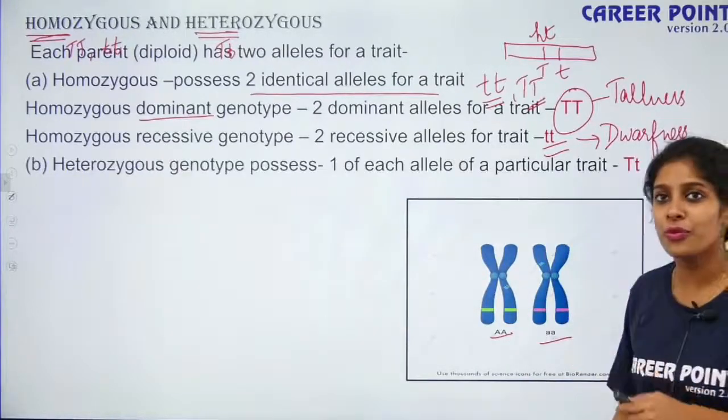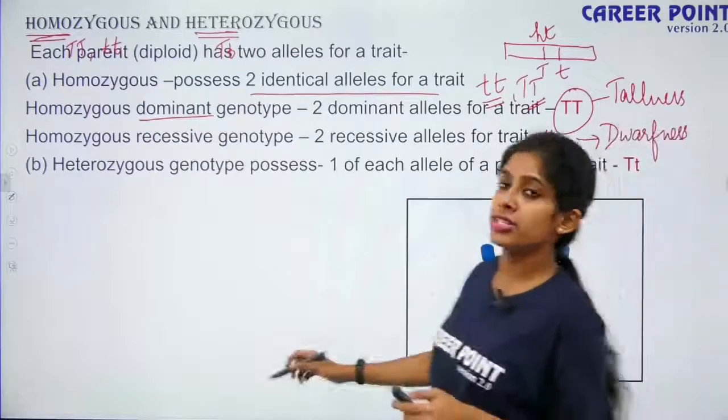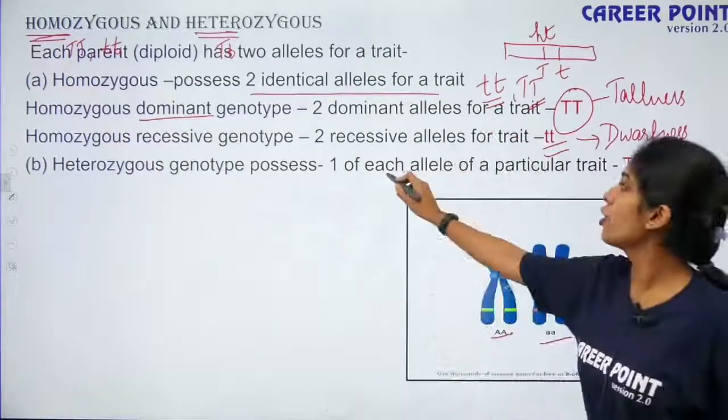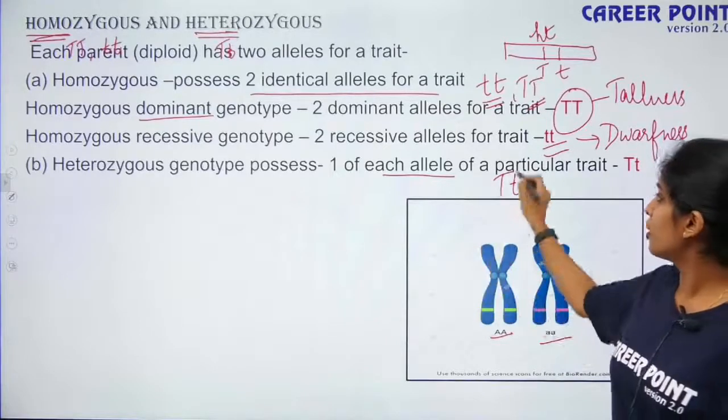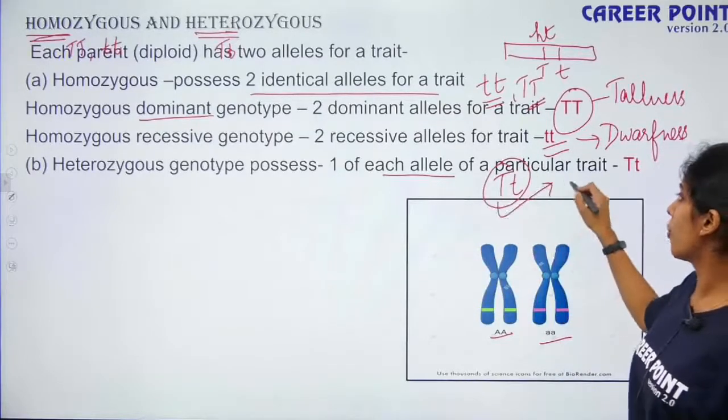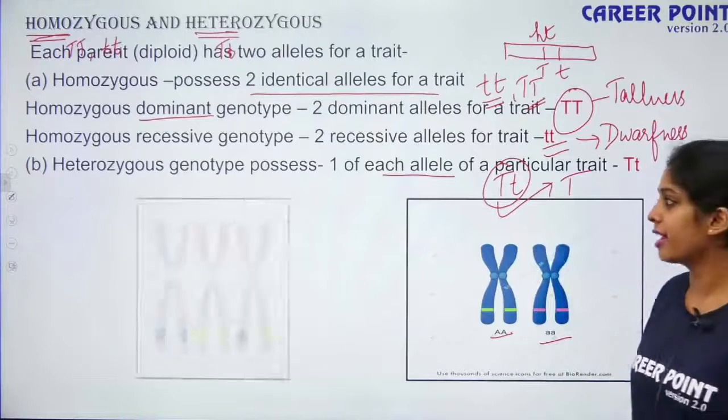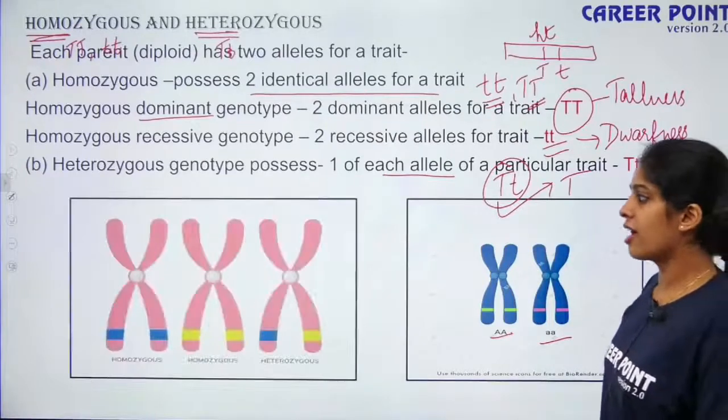Right? So now moving on to heterozygous. So heterozygous genotype, it possesses one of each allele. So it is simply this, capital T, small t. So here which one will be expressed? Your tall one, because it is the dominant allele. Fine? Okay.